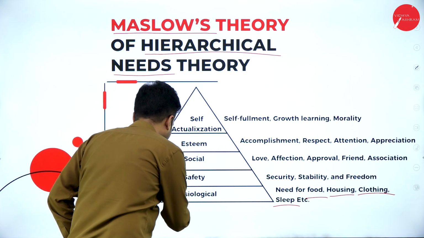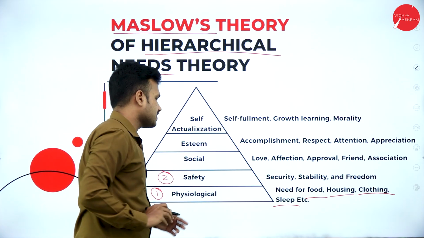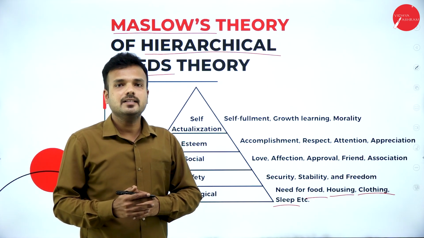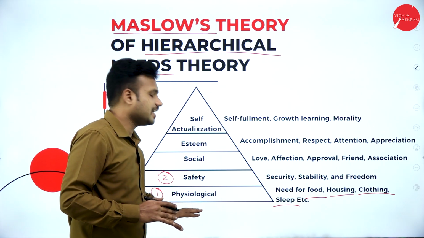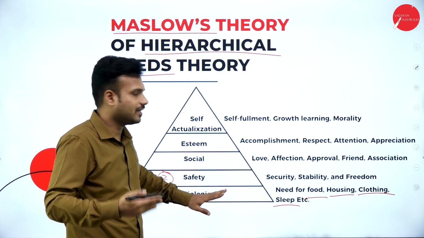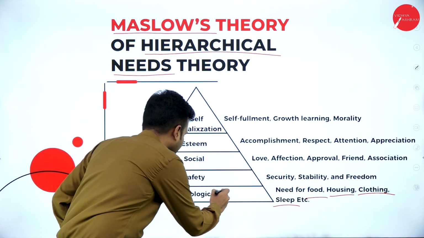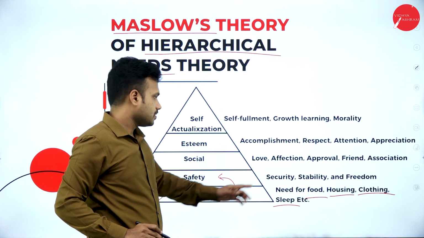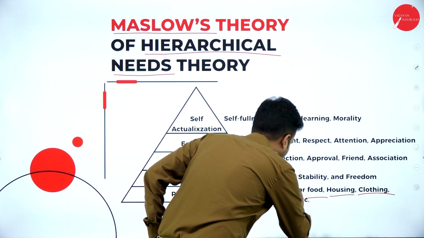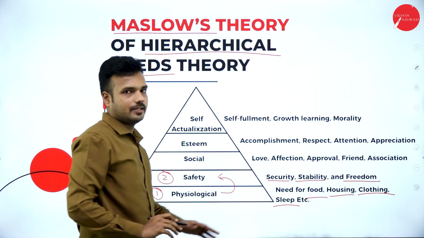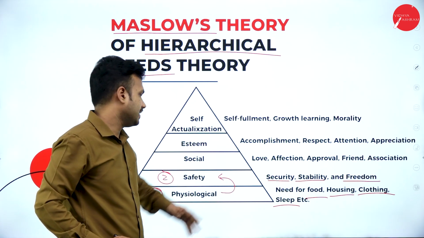Second one is safety needs. These safety needs are protection from threats. It means that after fulfilling the basic requirement, that is the physiological requirement, he moves towards the fulfillment of a safety need. Okay, so he wants security in his life, he wants stability and he wants freedom. So it is the second need of the individual.